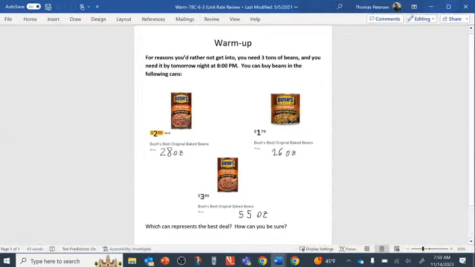Ka-chow. For reasons you'd rather not get into, you need 3 tons of beans and you need it by tomorrow night at 8 p.m. You can buy beans in the following cans: $2 for 28 ounces, $1.79 for 16 ounces, and $3.99 for 55 ounces. What's the best deal and how can you be sure? Pause the video, get on this, and let's see how it goes.